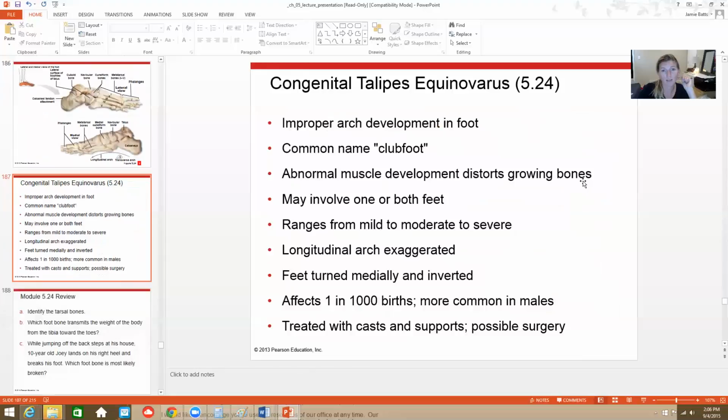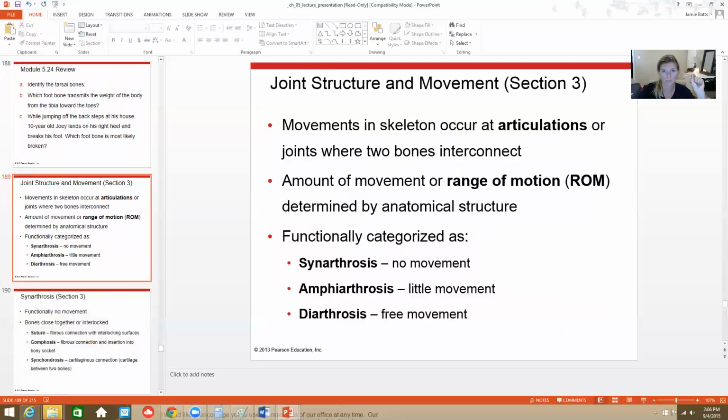And this is a condition called clubfoot, congenital talipes equinovarus. It's basically when the arch of the foot does not develop properly, and so the muscle growth kind of distorts the bones a little bit. This could be in one foot or in both feet, and usually a cast or some type of splint device will correct the clubfoot condition.